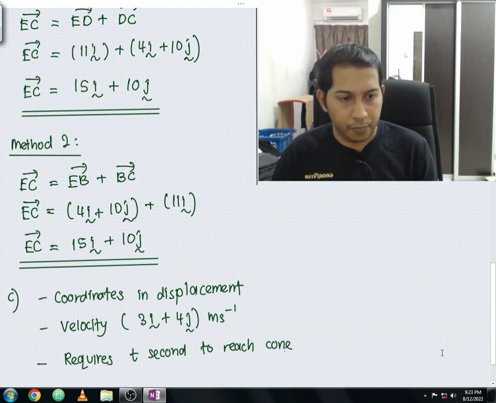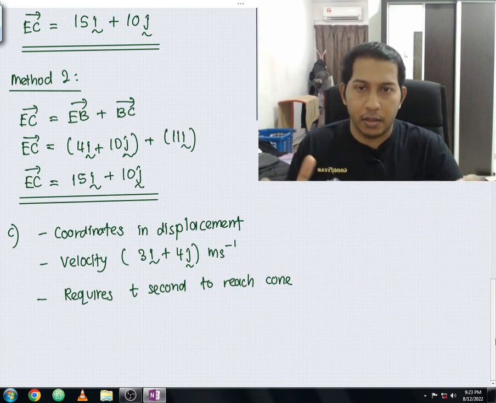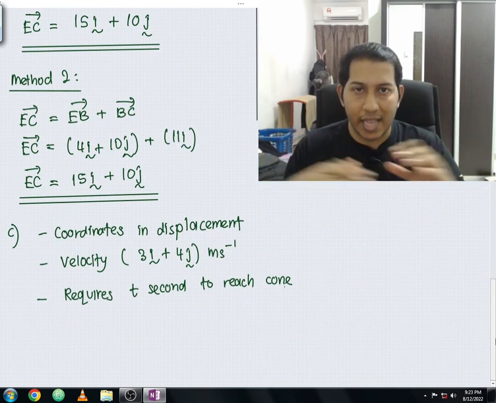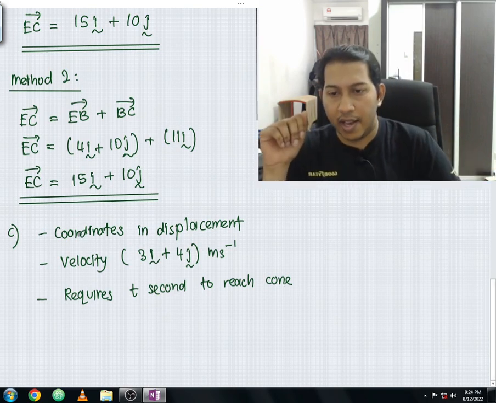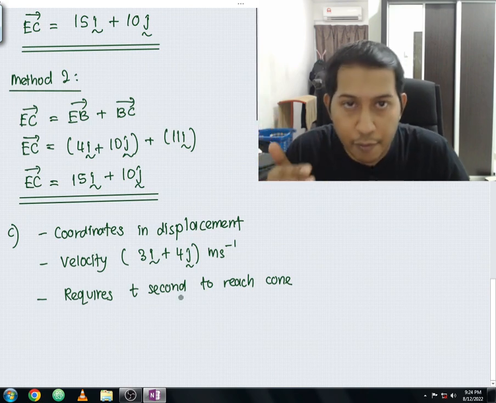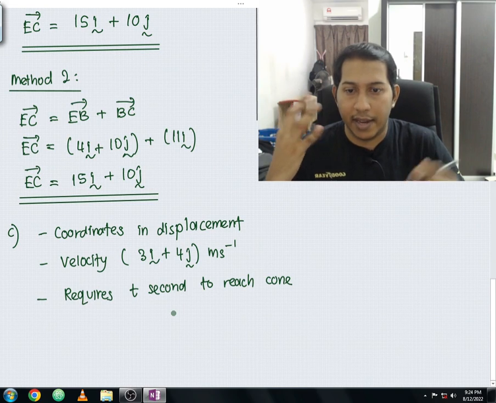Okay, so from here, before solving this question, it is important for us to standardize the vectors. Because as you can see, now you have displacement, and then the question gave you velocity, and then they gave you the time. You have three variables.